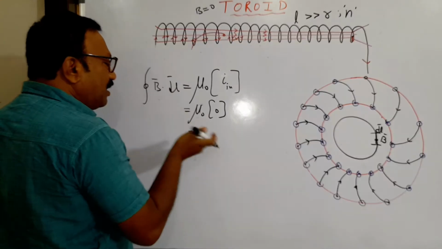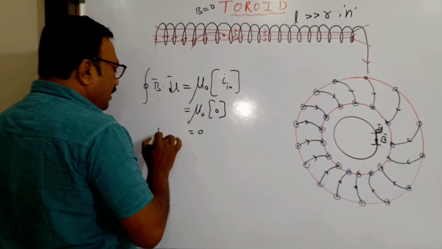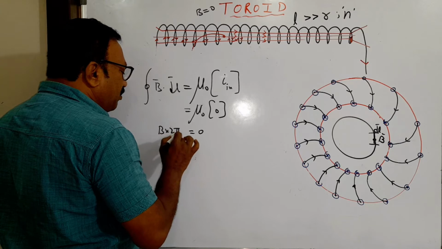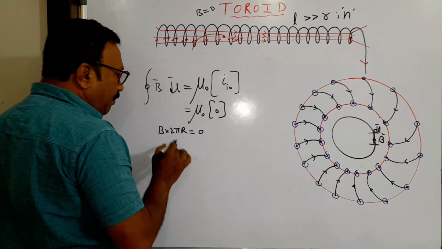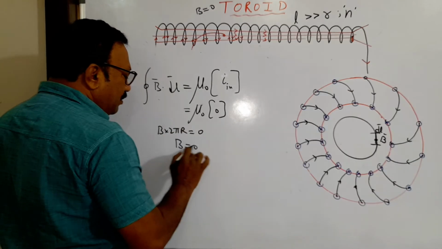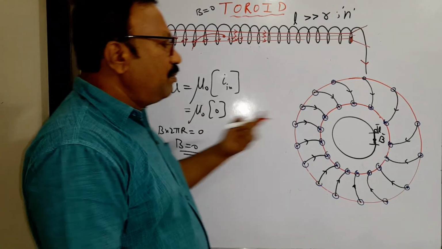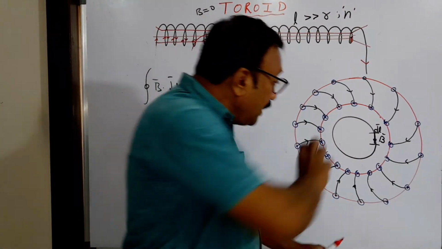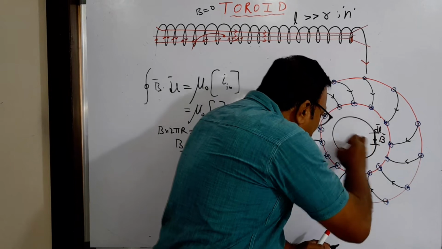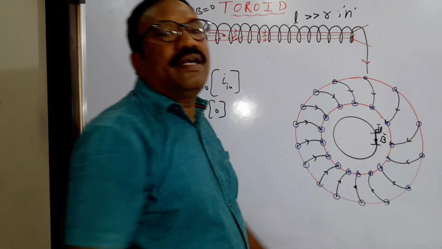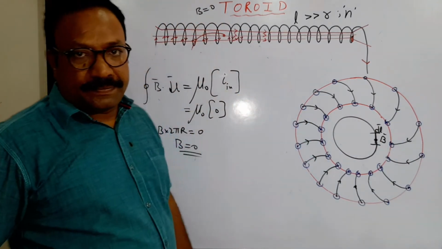Integral B dot dl is 0 anyhow. Integral B dot dl means B into 2 pi r is equal to 0. Okay. Then B is also 0. So there is no magnetic field inside the inner part, the inner space of this toroid. So proof 1 is over.